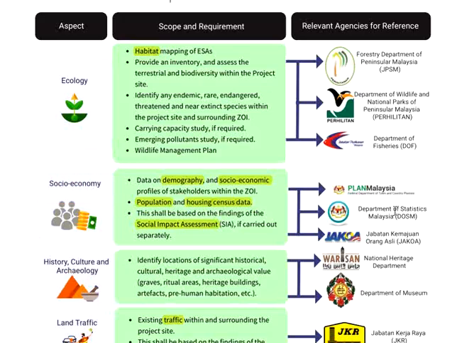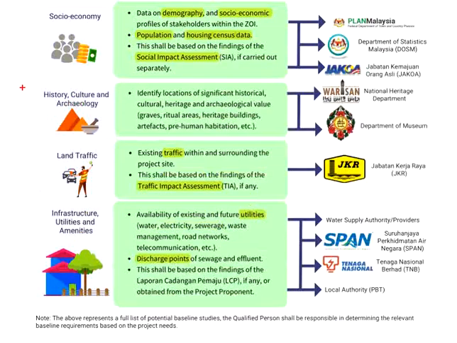Social economy: data on demography, socio-economic profile of the stakeholders within the zone of impact, populations and housing census data, and the findings of the social impact assessment, if the social impact assessment is carried out separately. It may also involve history, culture, and archaeological aspects.